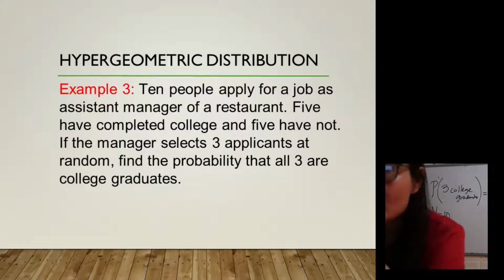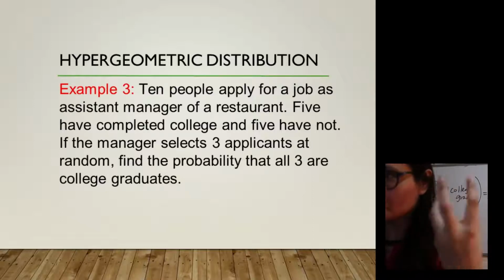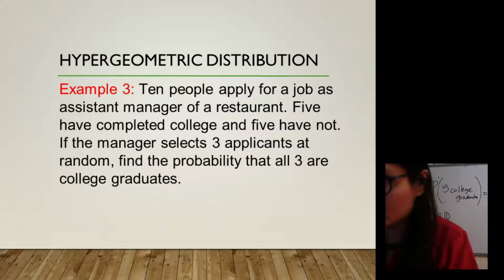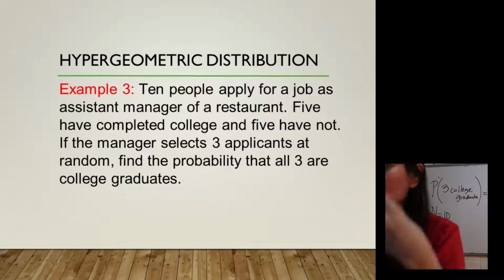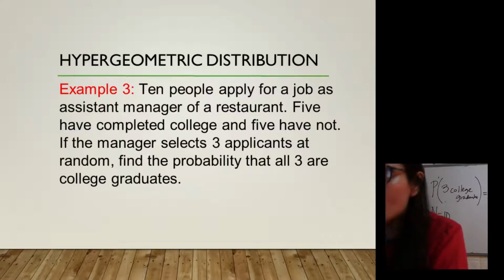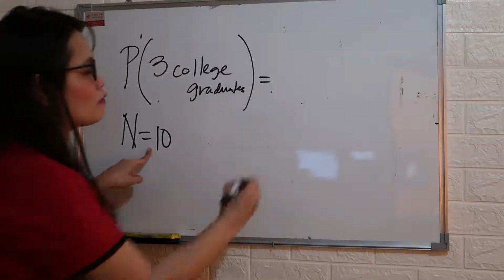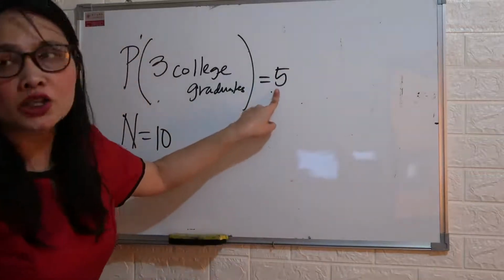Since the main idea of this problem is to determine the probability that the three applicants belong to the college graduates, how many college graduates do we have? In this particular example, how many college graduates are there among the 10 people? Okay, there are 5. Among the 10 people, there are 5 who are college graduates.